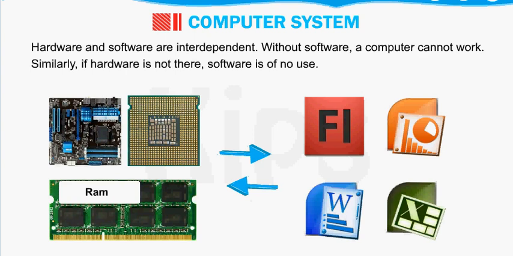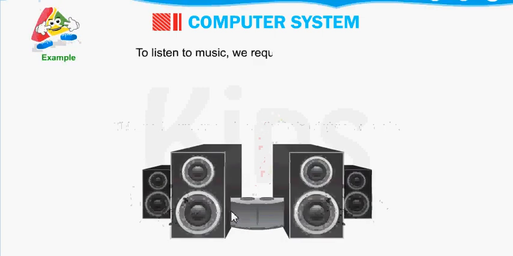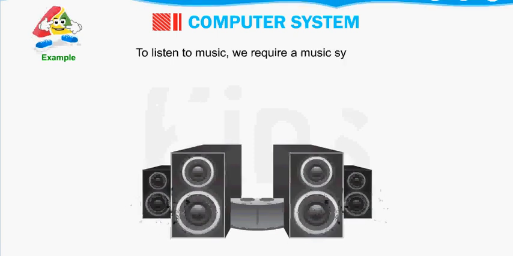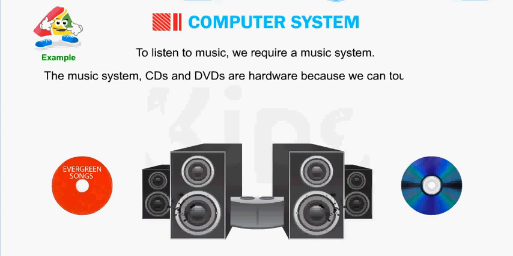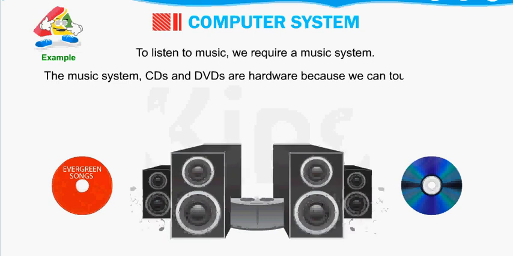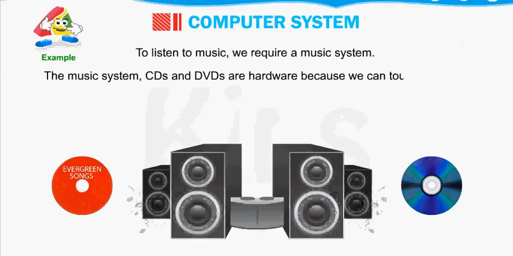Now see the example. This is your music system. We can touch it with our hand, so this is hardware. CDs are there. We can touch them with our hands, so these are hardware. But the songs stored in a CD cannot be touched, and those songs are software. So if the CD does not contain anything, it won't work. And if the hardware is not there, we cannot play the song. So both require each other, both are interdependent on each other.